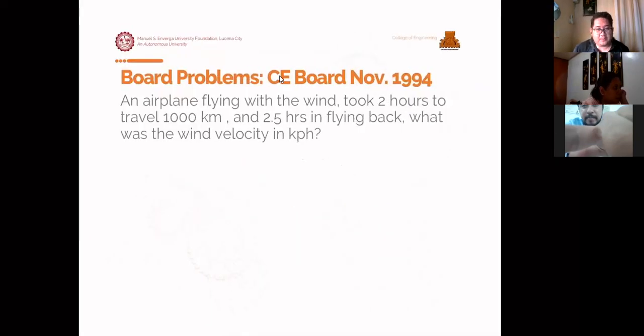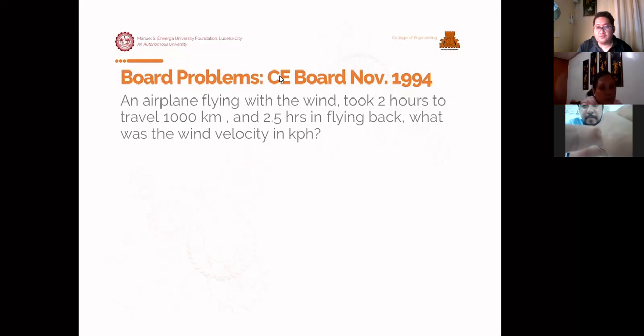Okay? So, from CE Board, November 1984: an airplane flying with the wind took 2 hours to travel 1,000 kilometers and 2.5 hours in flying back. What was the wind velocity in kph? So we try to understand the problem. We have an airplane, and the wind is along its direction.